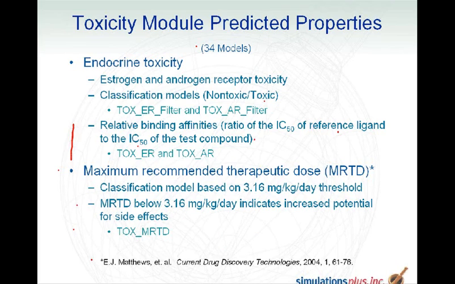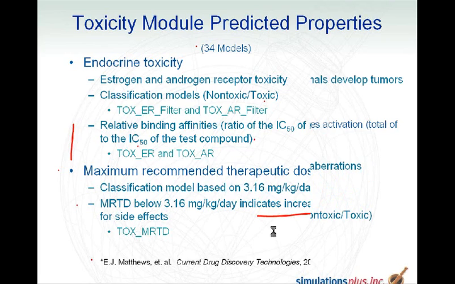We read the paper and obtained his data set and curated it, and there were about 10% of the compounds that had a little bit of a problem, so we resolved those problems and sent those structures back to Ed, and ended up building a model where the cutoff was 3.16 mg per kg per day. So if it predicts that the therapeutic dose is less than 3.16 mg per kg per day, this indicates that there's an increased potential for side effects.